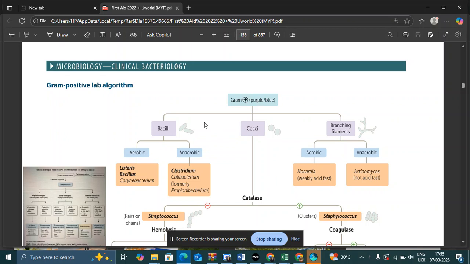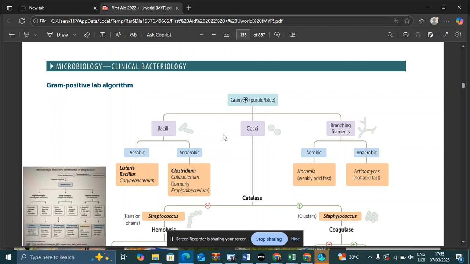So we know that the bacteria are divided into gram positive and gram negative. Gram positive bacteria are those bacteria that appear purple or blue under the gram stain, and gram negative are those that appear pink under gram stain. Gram positive bacteria are further divided into three types: bacilli, which are also called rods; cocci, which are circular; and branching filaments. Okay, today we will talk about cocci.